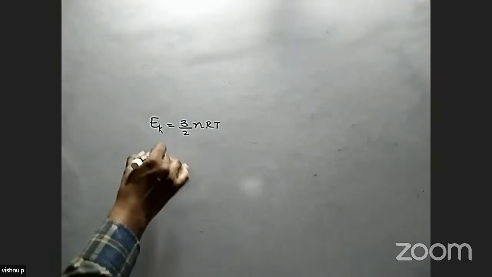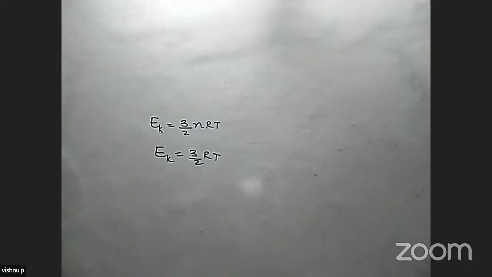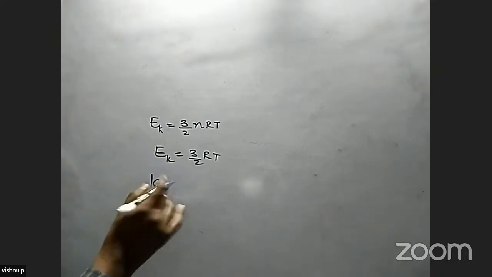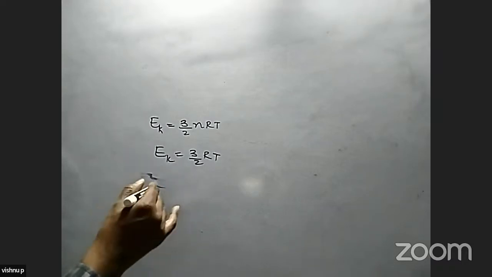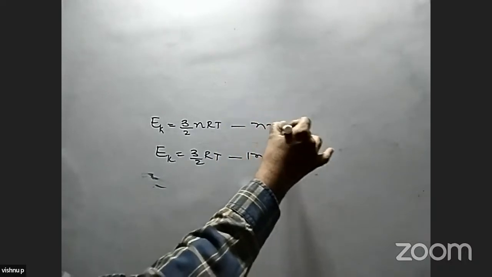Okay, what is the kinetic energy of a gas molecule? Kinetic energy is equal to 3 by 2 nRT. We use this formula for n moles of molecules. So for 1 mole of molecules, kinetic energy is equal to 3 by 2 RT. This is for 1 mole of gas, and the other is for n moles of gas.